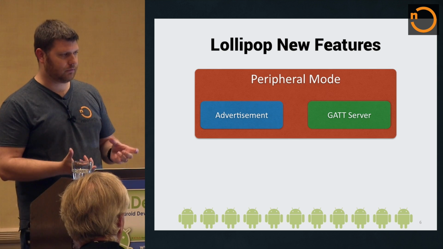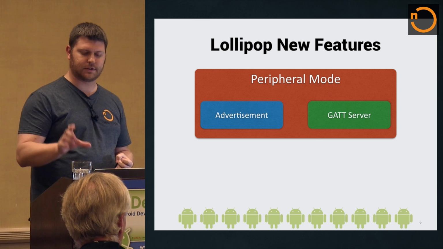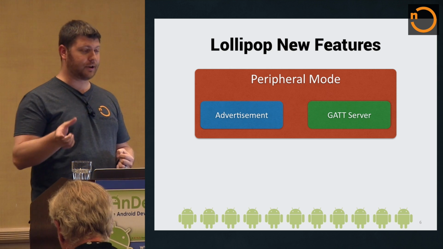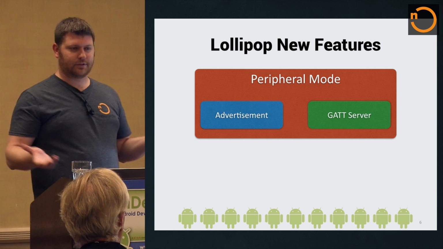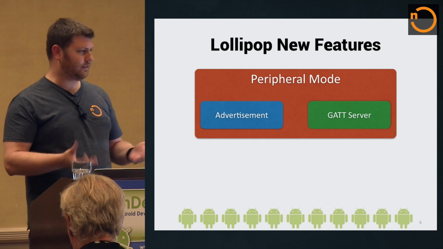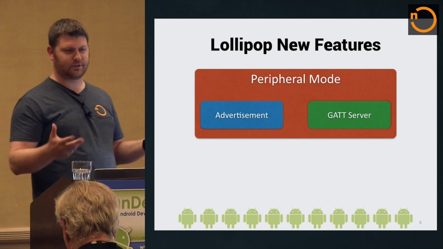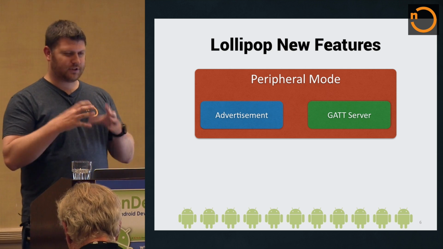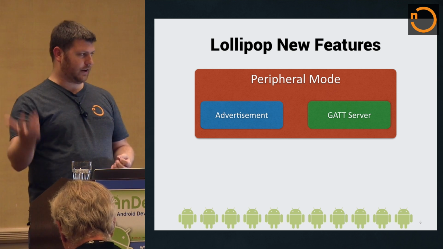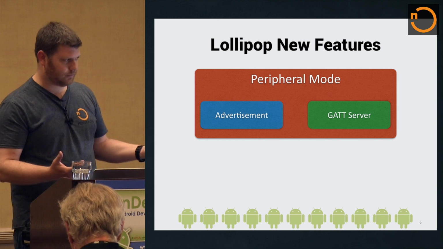You need both. In fact, it's kind of interesting. Some of the GATT server APIs have been around since the original Jelly Bean release, but without advertising, there was no point to them. They existed, but if you couldn't advertise out your presence, other devices couldn't connect to you. So we kind of needed the whole package, but technically speaking, peripheral mode means you have a GATT server and you can advertise.